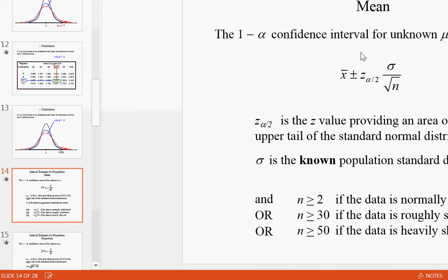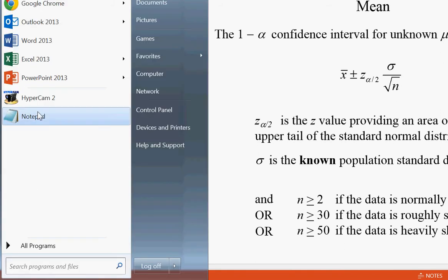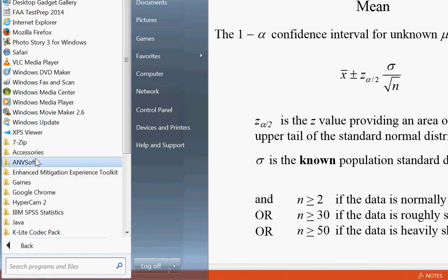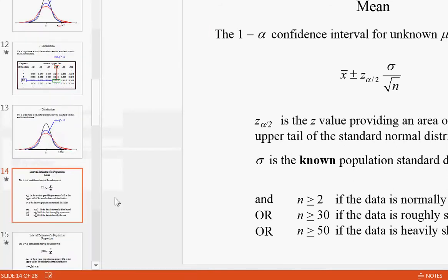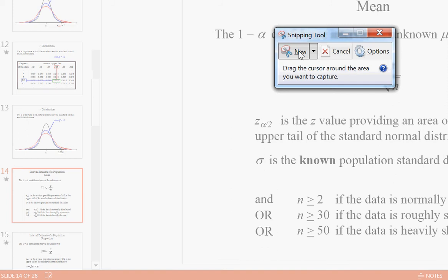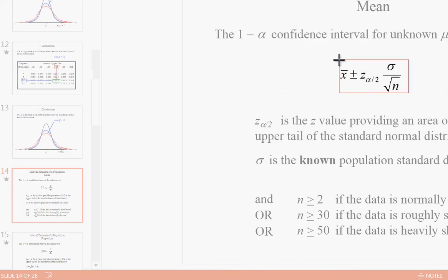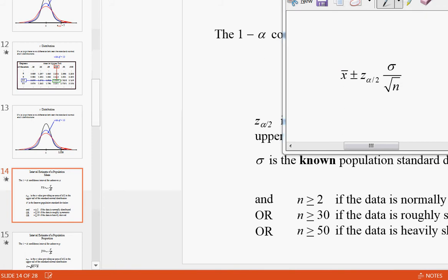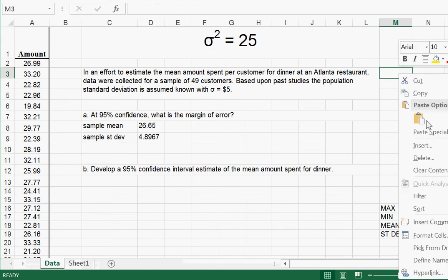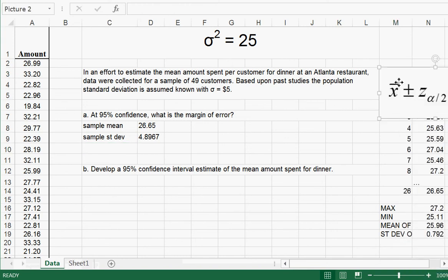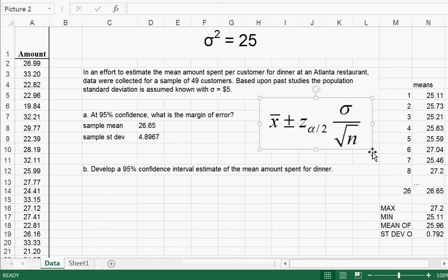Okay, so I'm going to copy this. I got to pull up my snippet tool. I'm going to copy that into Excel and pin that to the taskbar. Okay, that's my confidence interval.